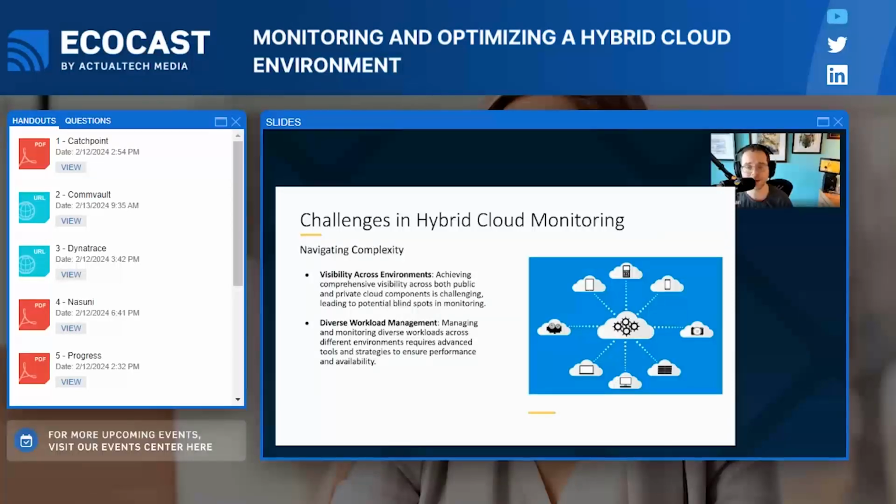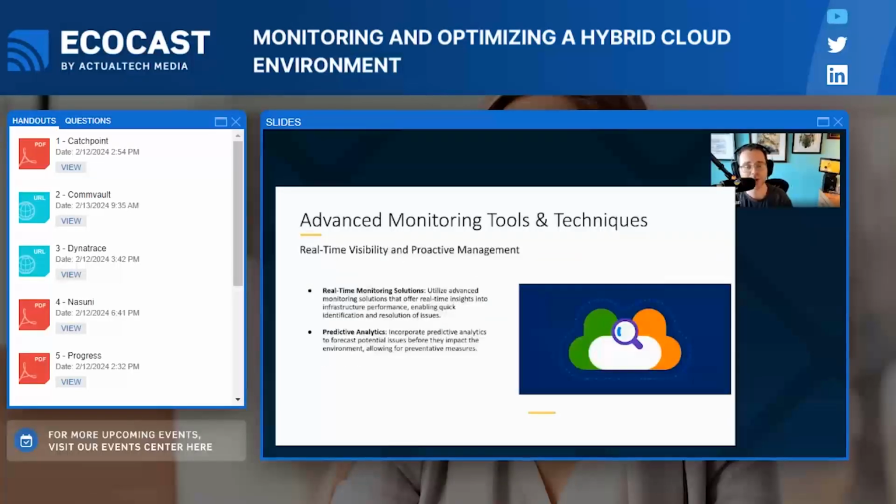Now, when it comes to leveraging the right kinds of tools, you know what real-time monitoring is. I'm not going to get into that. What I want to discuss a little bit is some of the new things that are coming out around real-time insights and analytics for different types of infrastructure components.